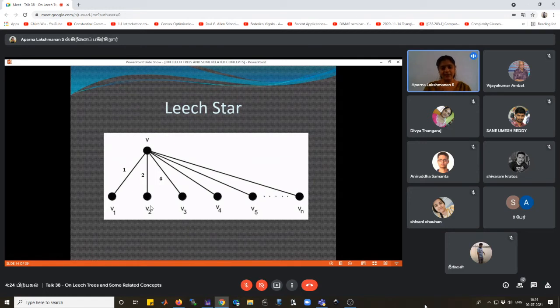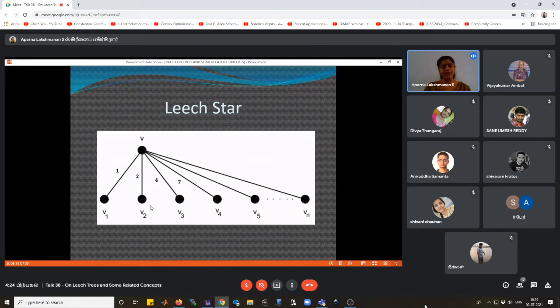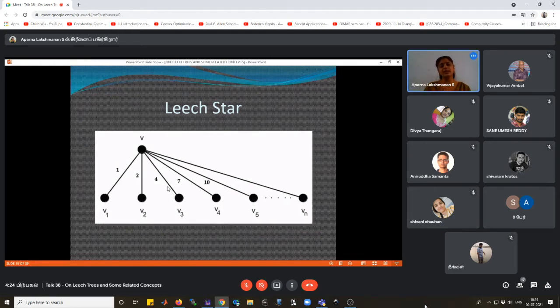Now we need 7, right? So the next edge I am labeling as 7. Now 7 plus 1 gives 8, 7 plus 2 gives 9 and 7 plus 4 gives 11. So the value 10 is missing. I need 10 as a path weight, and the only possibility is to give label 10 to an edge. But then what happens? 10 plus 1 is 11, 7 plus 4 is also 11.